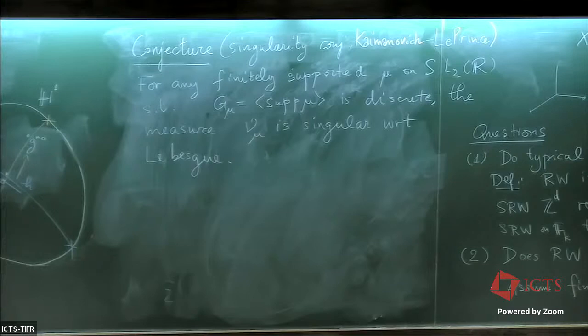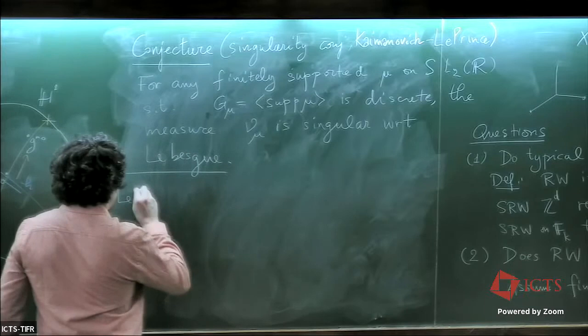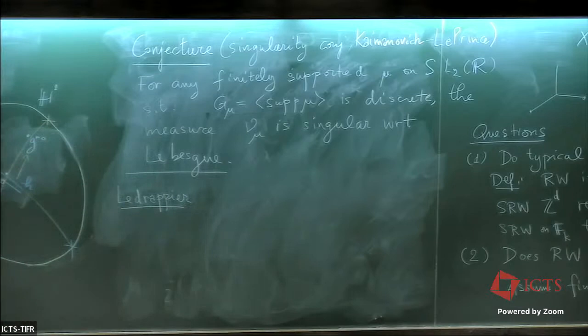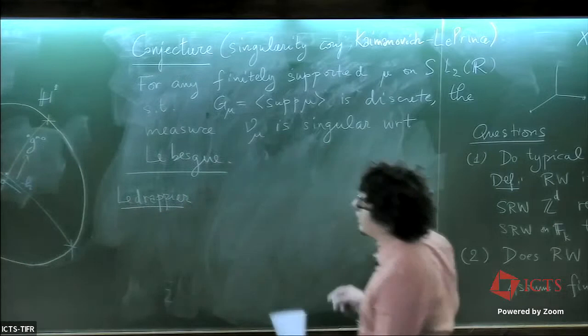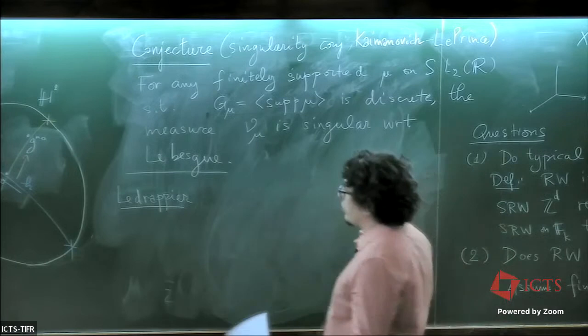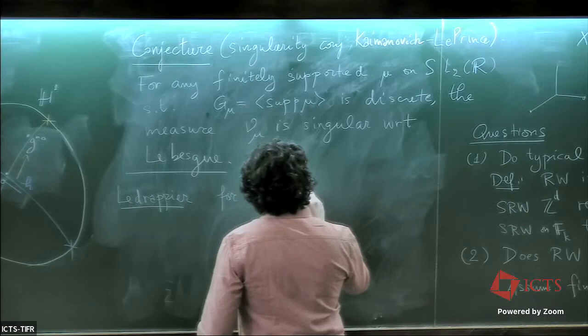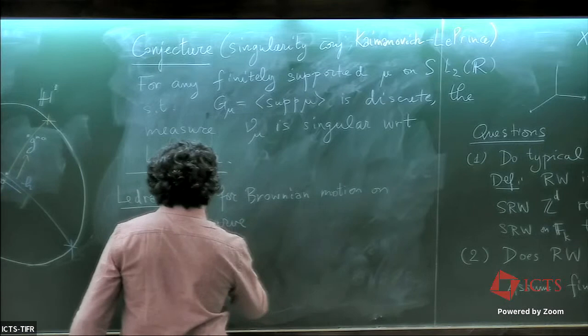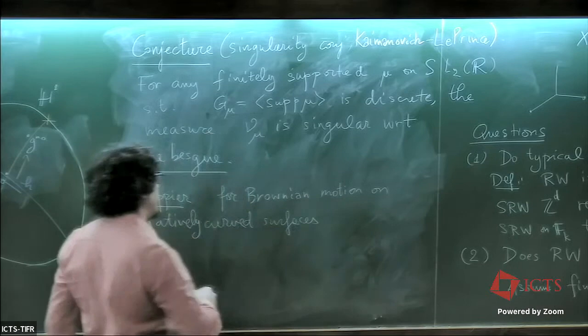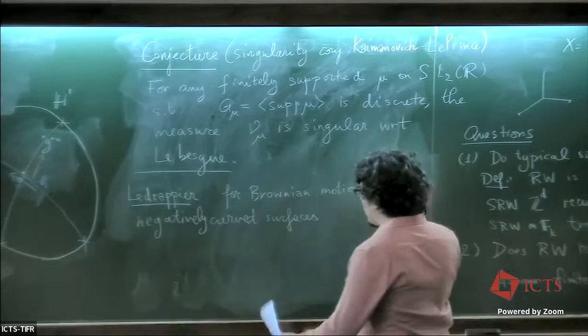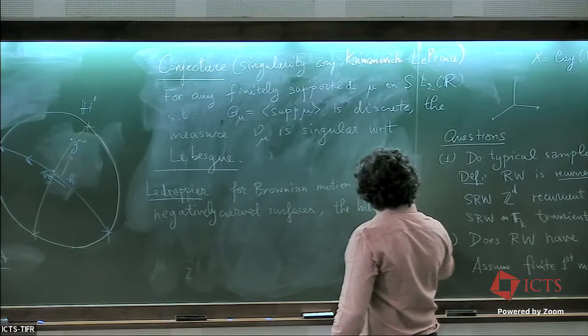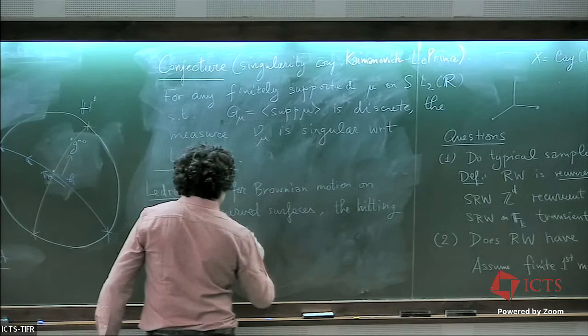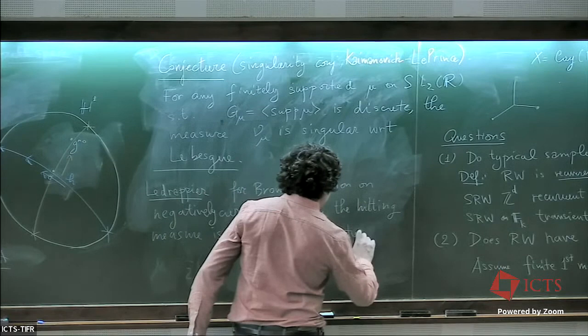By the way, let me add another remark: there's a famous theorem of Ledrappier that says that if you instead look at Brownian motion, the situation is in a way nicer, and you get a very nice rigidity result. If you allow yourself to consider variable curvature surfaces, that is, Brownian motion on negatively curved surfaces, let's say co-compact, then the hitting measure is absolutely continuous if and only if the curvature is constant.